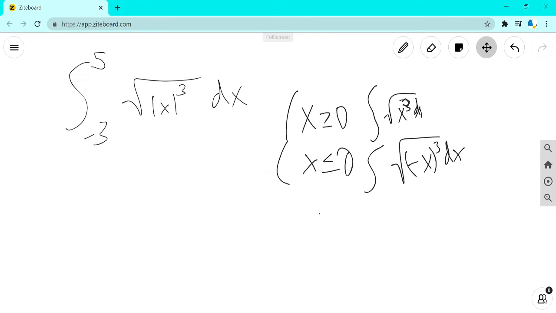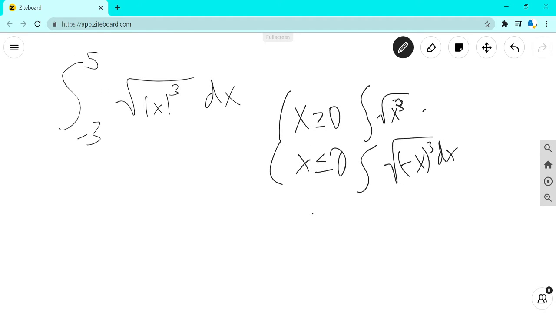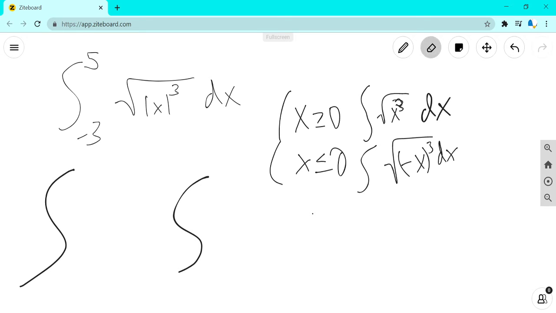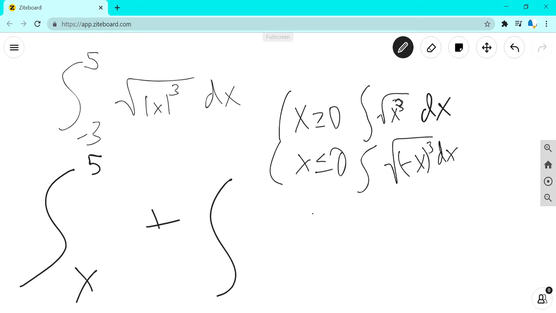So, we have to do something based on this. We can see that the bounds are 5 and -3, but because these are on different sides, we have to split this into the addition of two integrals, one of the basic steps you learn in integration. So where would we do it? One of course is going to be from 0 to 5, plus the integral from -3 to 0.